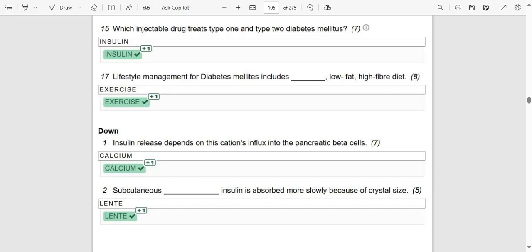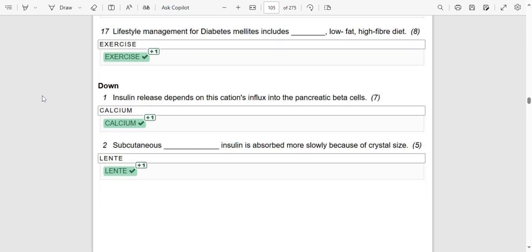Which injectable drug treats type 1 and type 2 diabetes mellitus? Is there anything else besides insulin that can treat both? It's only insulin, thank you. Lifestyle management for diabetes mellitus includes a low fat, high fiber diet. The doc already explained you need exercise because you are burning some calories, low fat and also a high fiber diet. Those are some lifestyle modifications.